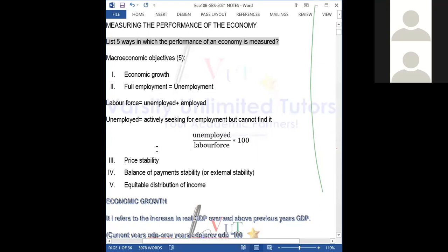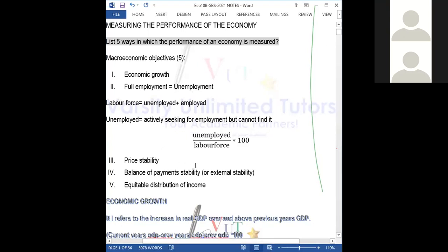There are other methods that are used in calculating unemployment, some which are referred to as the strict definitions. This one is the strict definition of unemployment, whereby we're just looking at those that are actively seeking employment and cannot find it as a percentage of the labor force. That is what we refer to as the unemployment rate.